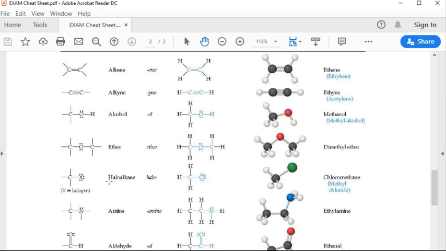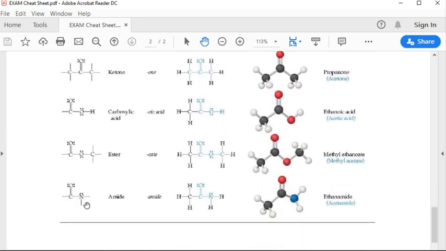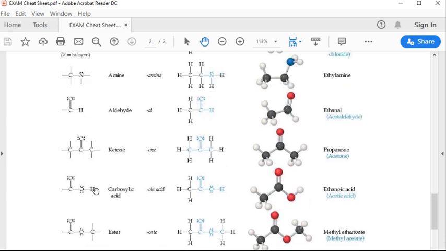Haloalkanes, those are the ones we did together in class. They are signified by carbon and hydrogen, but they're attached to a fluorine or chlorine or some other halogen. Amines, carbons attached to hydrogens, but then there's an attachment to an N, which is further attached to H's. Okay, so this kind of gives you a hint in terms of a functional group.